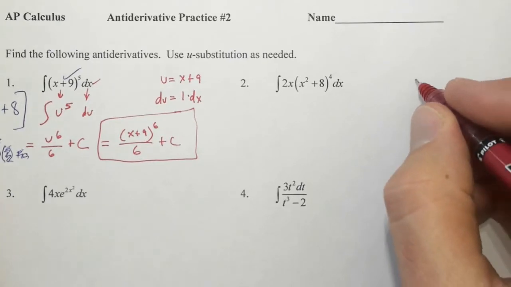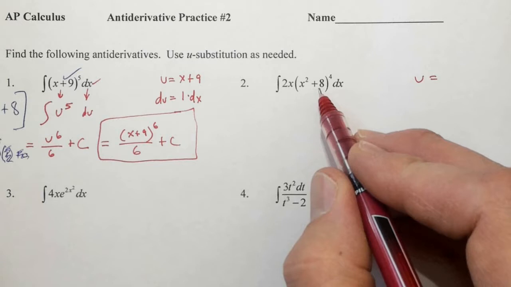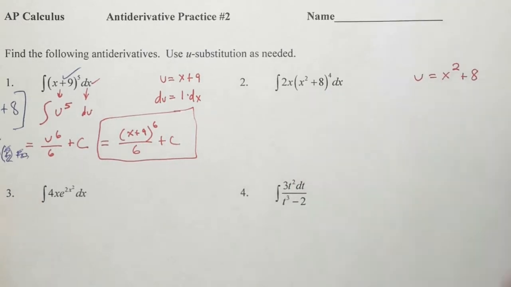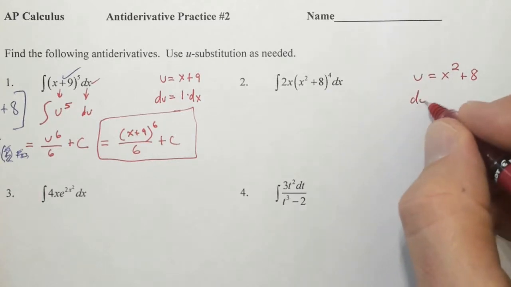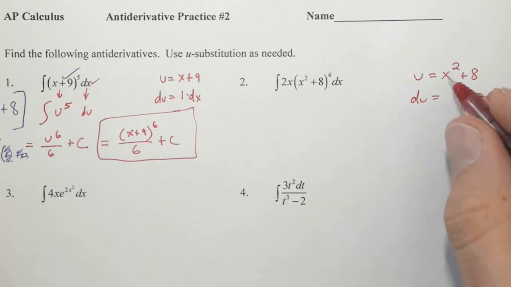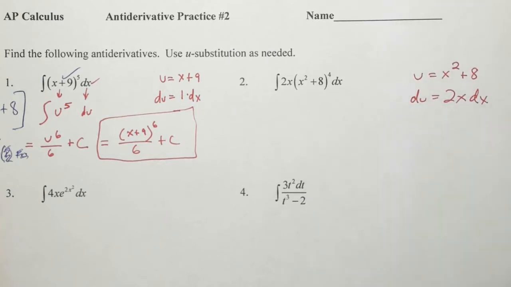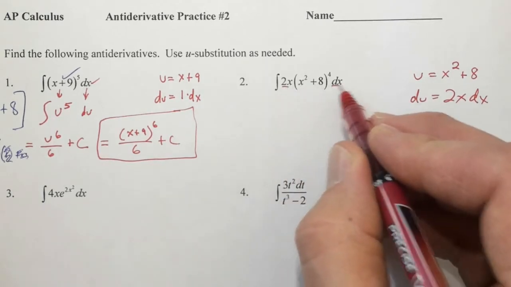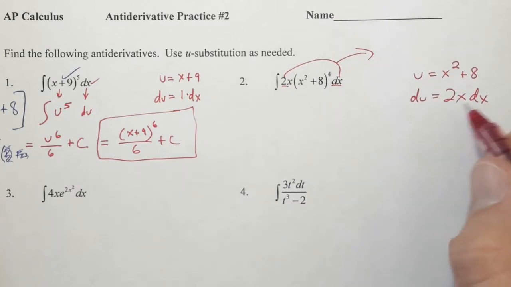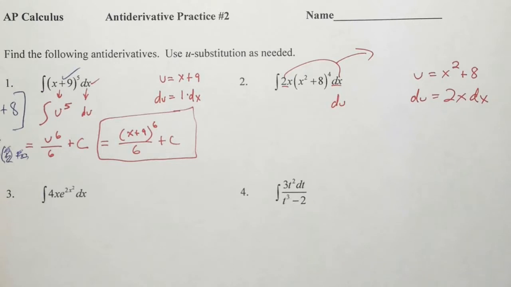With u, we have to identify our inner function, and the inner function is x squared plus 8. That inner function is being raised to the 4th power. So we'll make u equal to x squared plus 8. Now we need to derive this. The derivative of u is the derivative of x squared plus 8, which is 2x dx. Now we have the 2x and we have the dx. So they are going to sub out. They're equal to du. So du subs in.